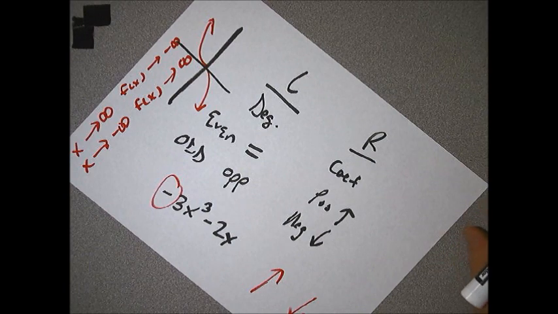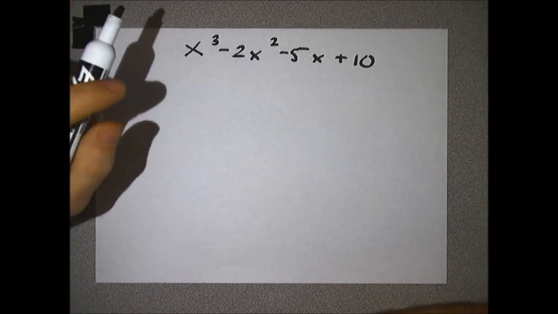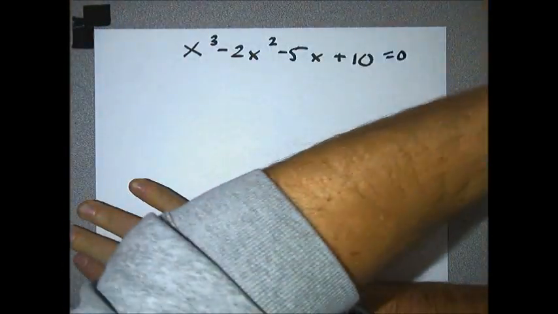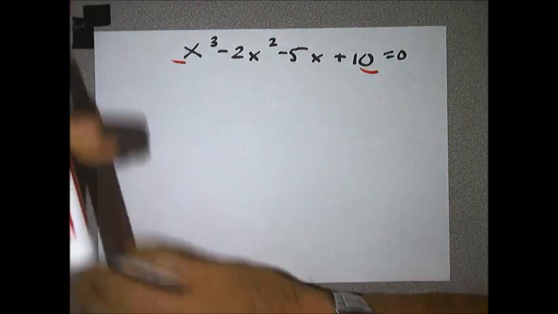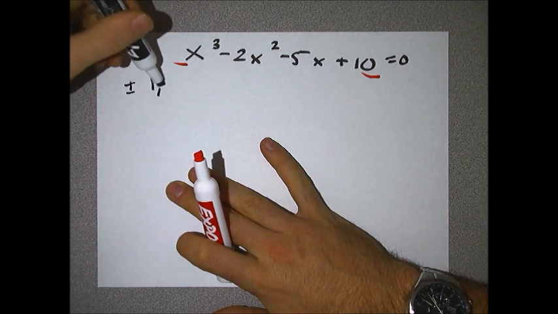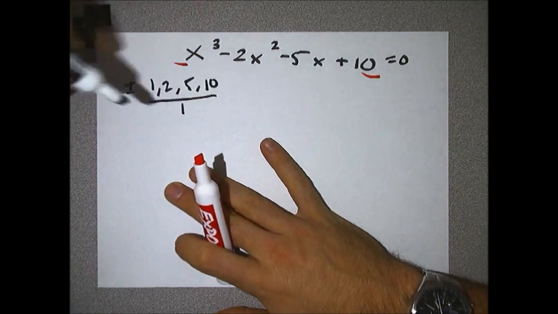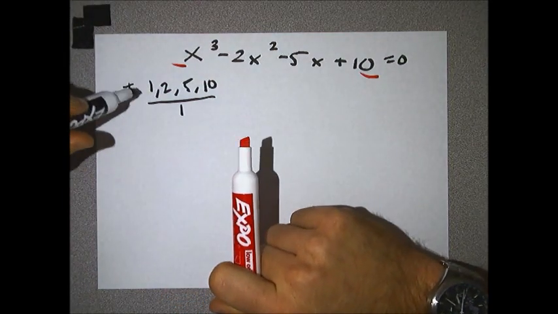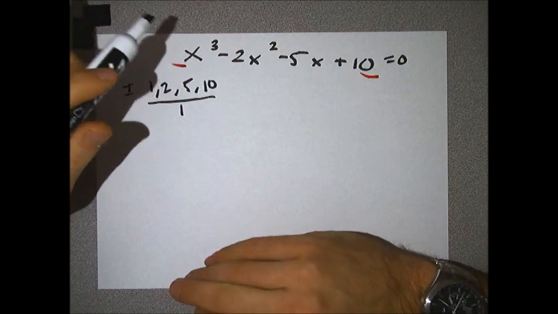So that's end behavior. Okay, for number 5, it asks you to find the zeros through the long method. Long method says we take factors of the back and divide it by factors of the front. Factors of the back are plus or minus 1, 2, 5, 10. Factors of the front are 1. You have 8 choices, and you're looking for which one makes the whole thing equal to 0.